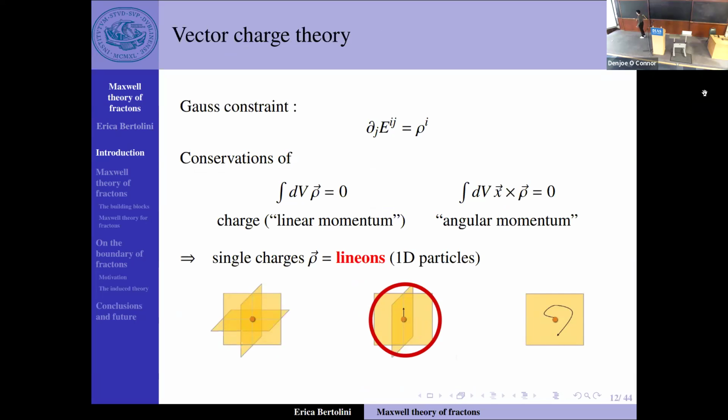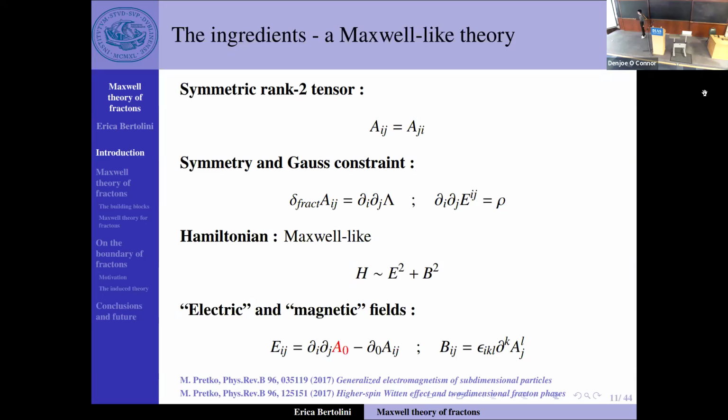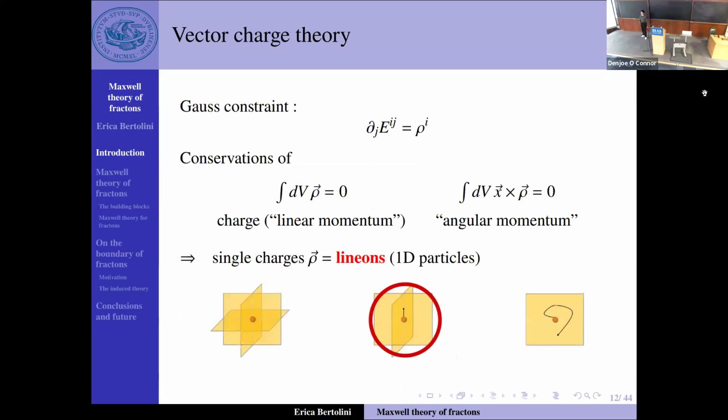But the Gauss constraint we've seen before is not the only one. We can also generalize these models and implement something like a vector condition. So we have vector charges, because this is called the vector charge theory. And what's the point of this? This adds some other particle content to the theory.